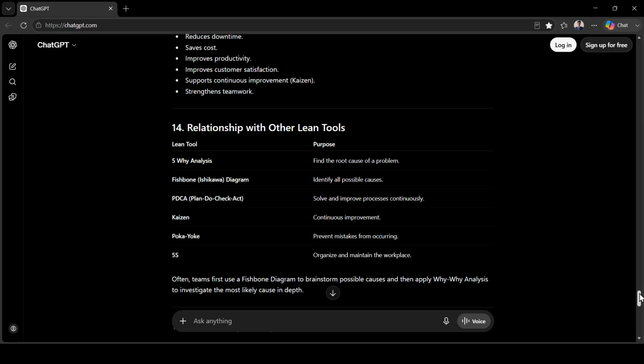So lean tools: 5 Why analysis, the purpose is to find the root cause of a problem. Fishbone diagram, identify all possible causes. PDCA, plan, do, check, act, solve and improve process continuously. Kaizen, continuous improvement. Poka-yoke, prevent mistakes from occurring. 5S, organize and maintain the workplace.